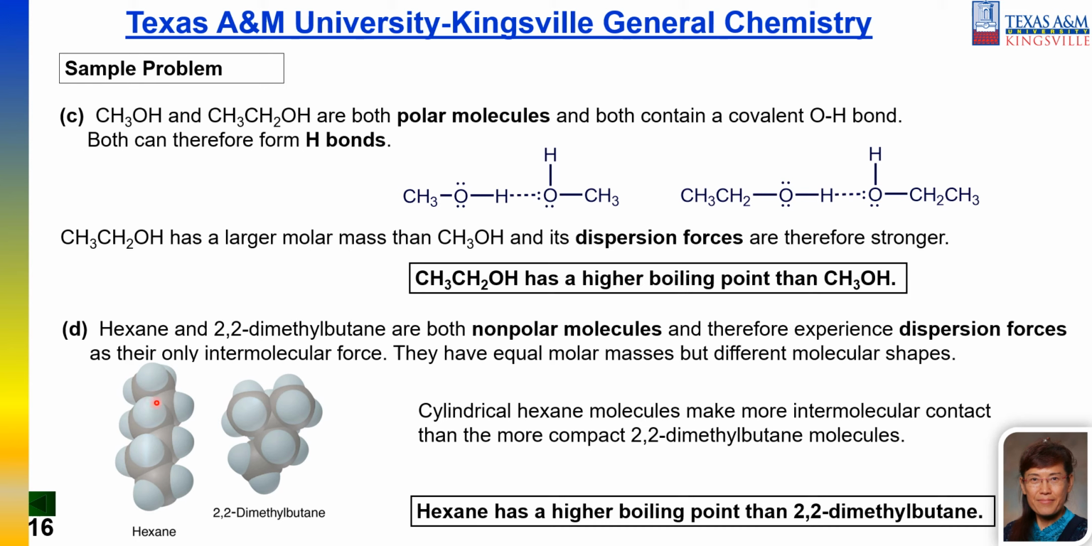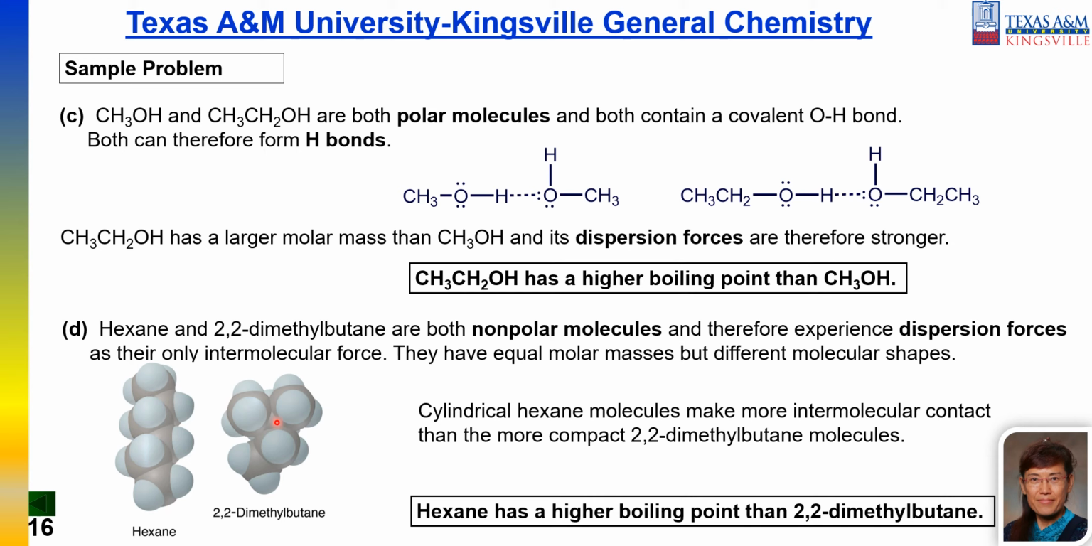The last group, you have hexane. Hexane has 6 carbons. They form a straight line structure. This molecule is non-polar, it's not polar. Another one is called 2,2-dimethylbutane. You have 4 carbons in the straight line. You have one branch, another branch. In this case, the 2 molecules have the same molar mass. Both molecules are non-polar.